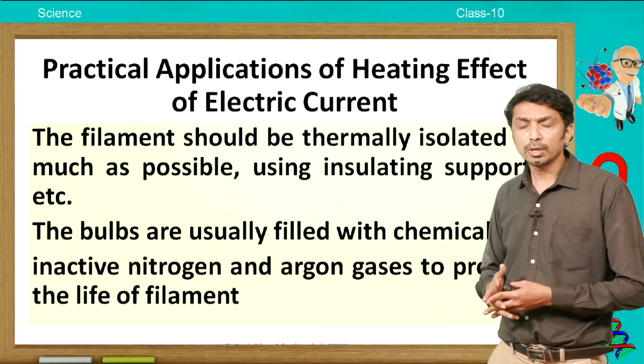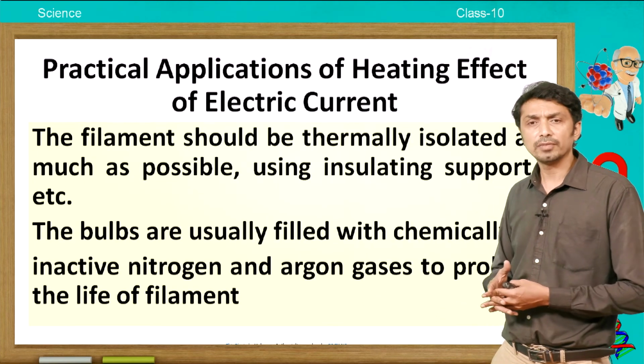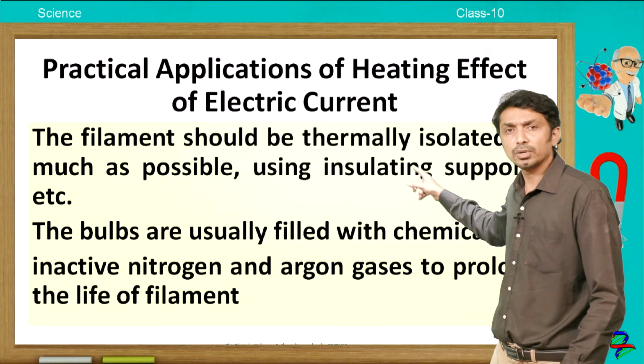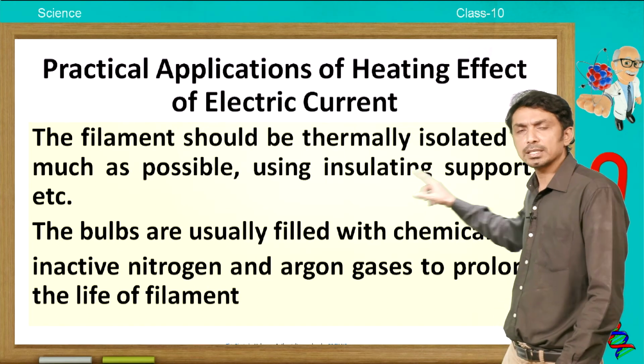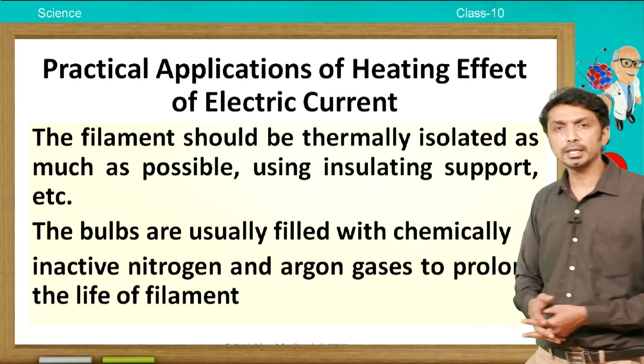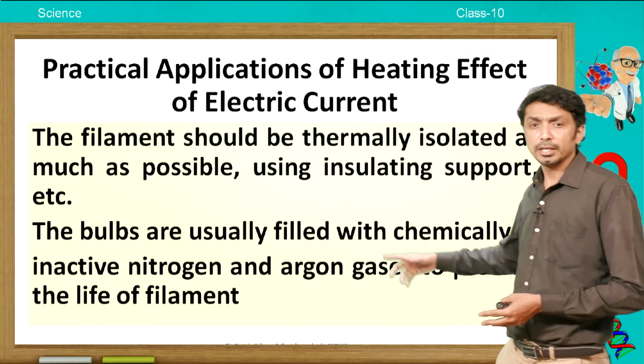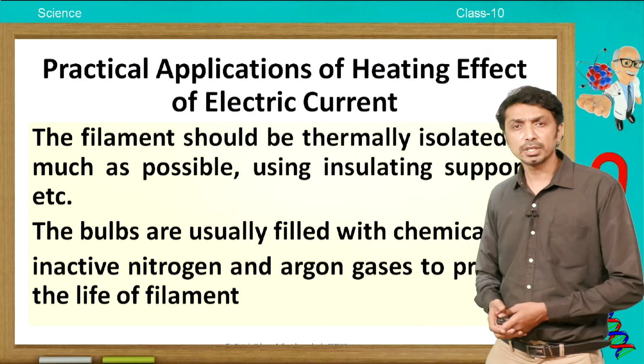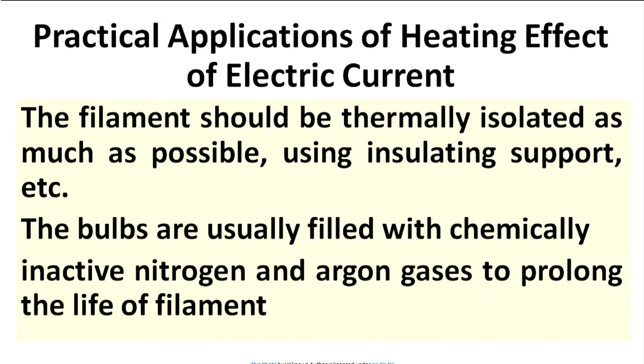In order to prolong the life of the filament, it has to be isolated as much as possible by using an insulating material. Therefore, they use nitrogen and argon gases, which prolong the life of the electric bulb, or the life of the filament.